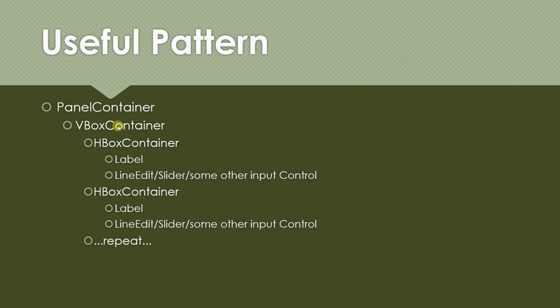Now in the VBox container, I put a bunch of HBox containers, and then I put two things inside each HBox container. Usually the first thing I put is a label, and for the second thing I put some sort of input control like a line edit, slider, etc. So let me show you this real quick.